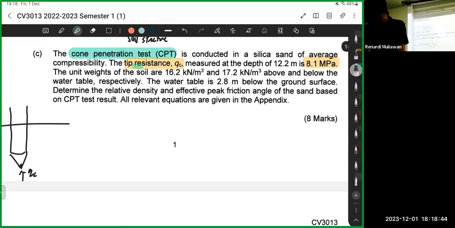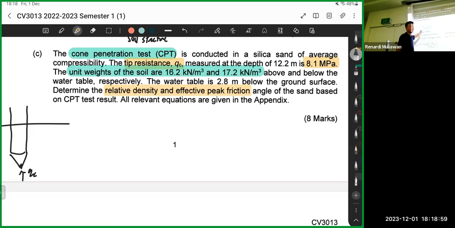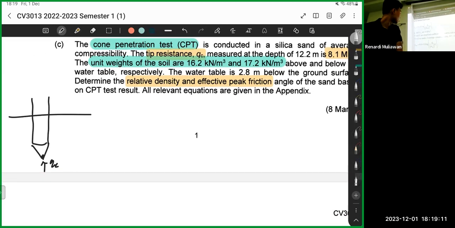Then they give you the unit weight of soils above and below the water table. So now you need to know the relative density and effective peak friction. Again, it's based on these two formulas, so it's literally just plug in, right? You have the relative density ID, you have the friction angle, phi prime. Let's just copy the formula. ID, relative density, is D plus E log QC divided by sigma V prime 0.5.